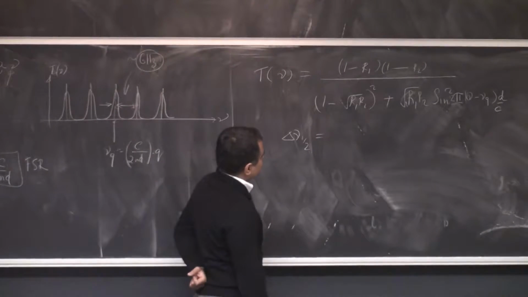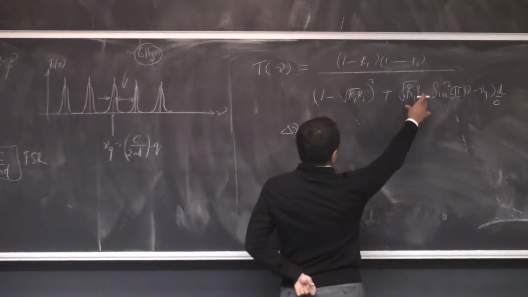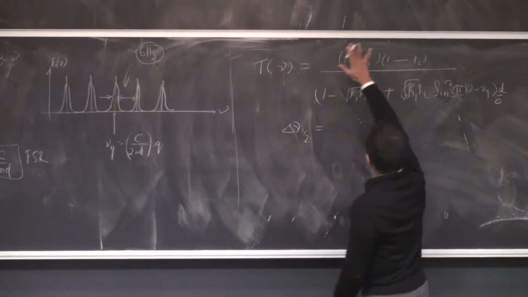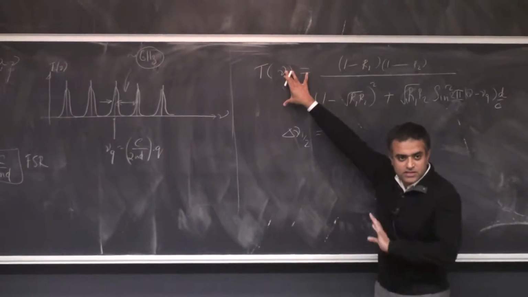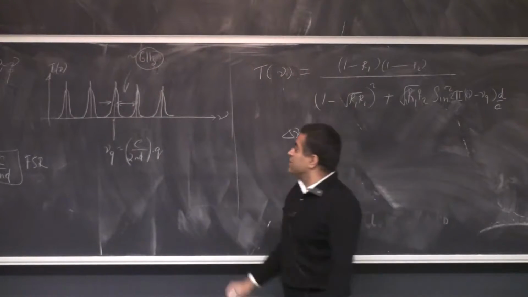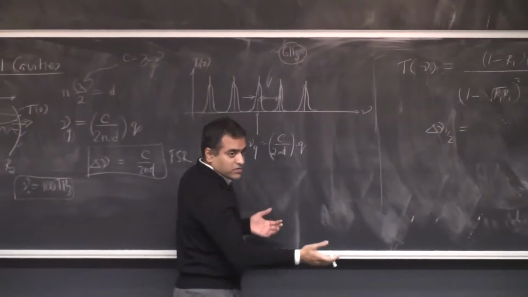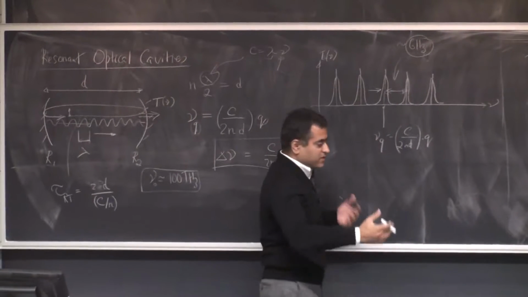And that will come out to be obviously related again to the reflectivities. First of all, you can see now it should make sense. If you put reflectivity equal to 1, this is 0, you'd have no transmission. If your reflectivities are low, you have a lot of transmission. So a lot of it leaks out, right?